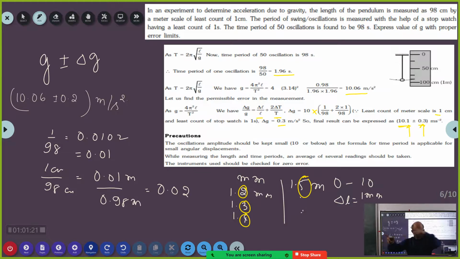Now you are counting 50 oscillations. 49 you have counted. Okay, the 49th oscillation. Then it goes here, it goes here, it comes here, it again comes here. Now at the 50th, see the bob is coming here. The bob is just crossing this. Yes, the bob is crossing.